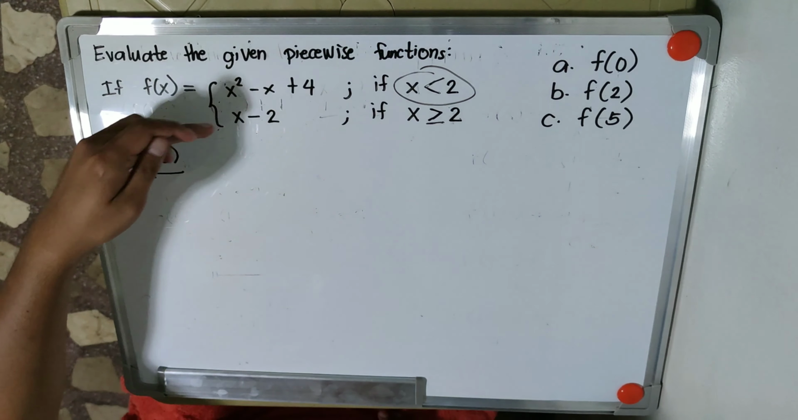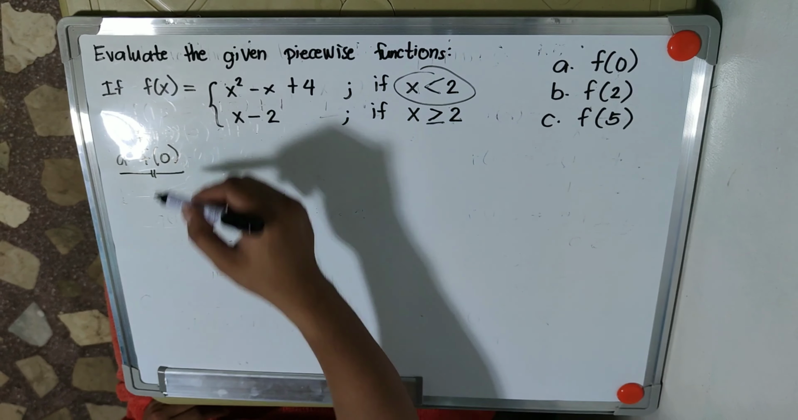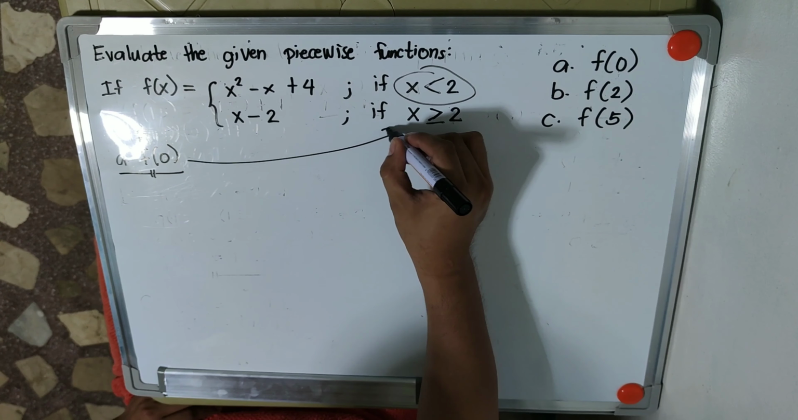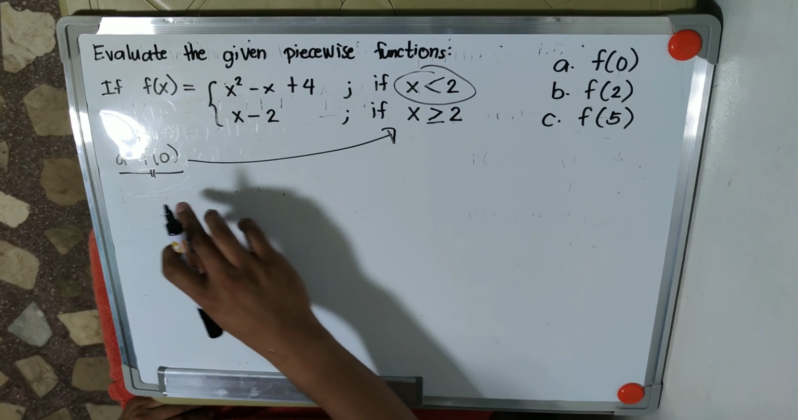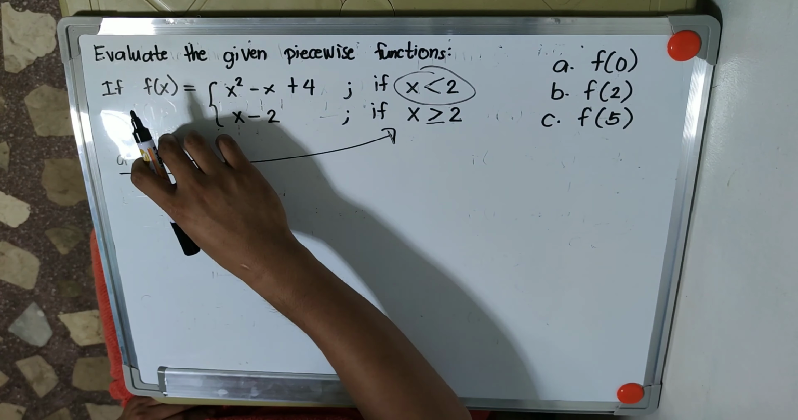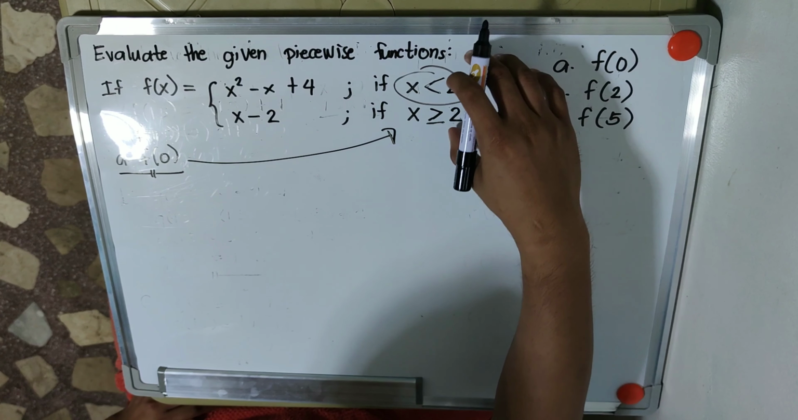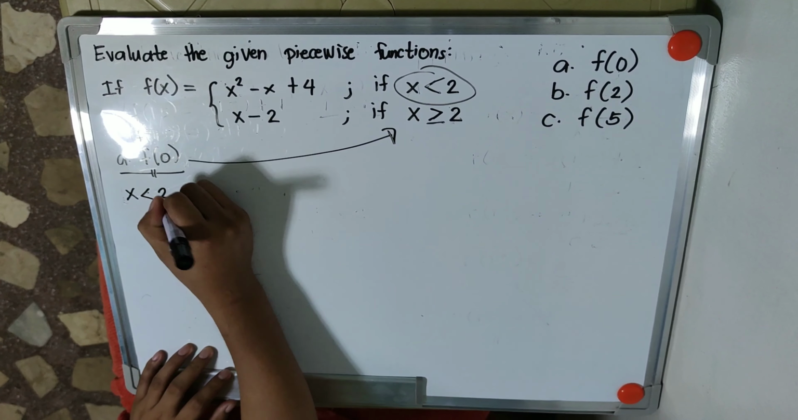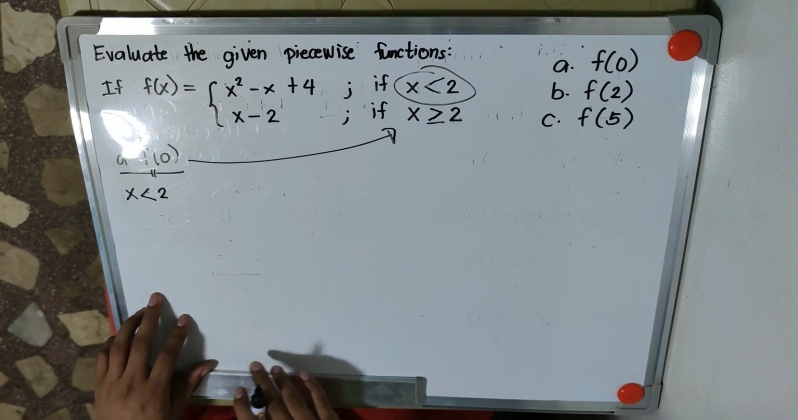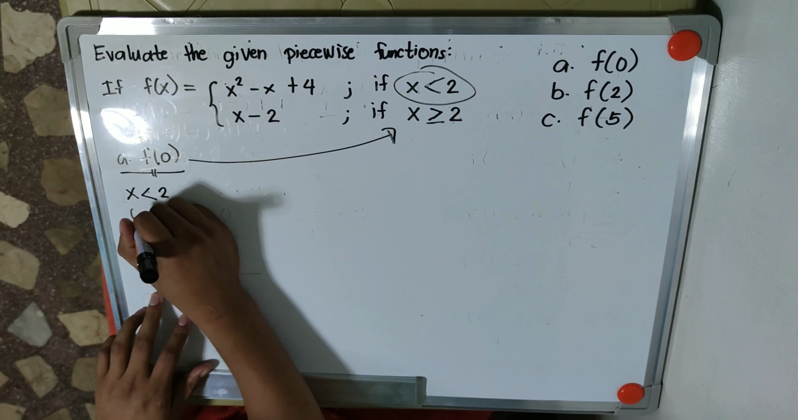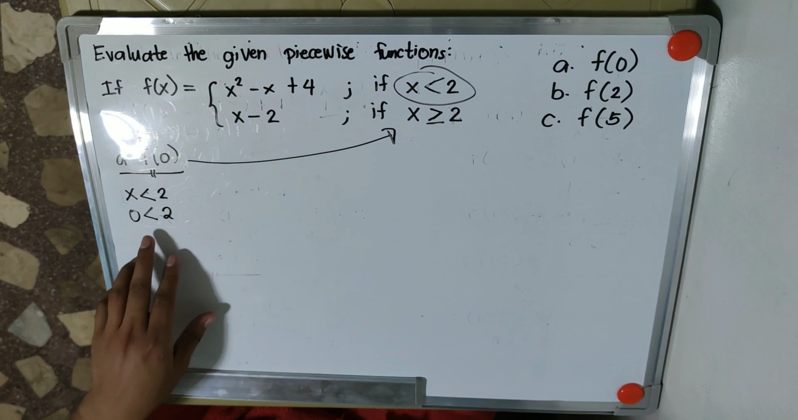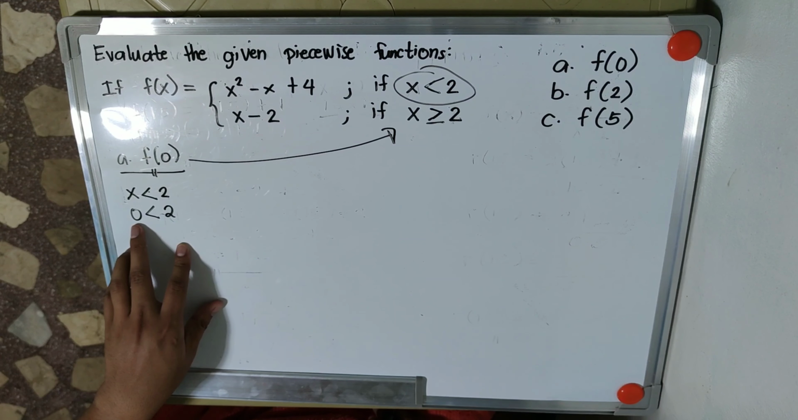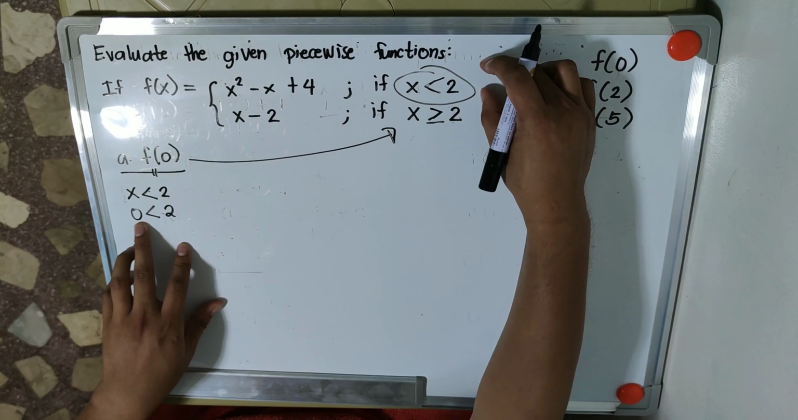Question, which equation will be used if x is equal to 0? Now, the first thing we need to do is find which of these conditions f of 0 can satisfy. Saan dyan? Let's try. X is less than 2. So, 0 less than 2. Saan nakaharap yung symbol? Yung symbol nakaharap kay 2. Ibig sabihin, mas maliit si 0. So, meaning, 0 can satisfy this condition.